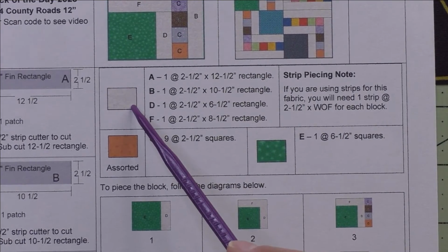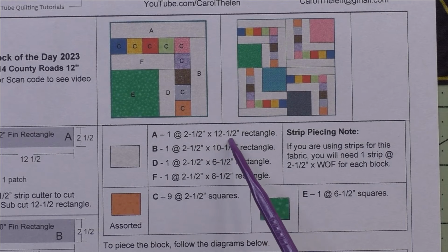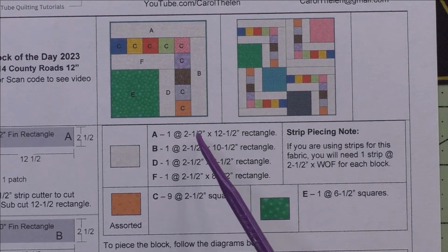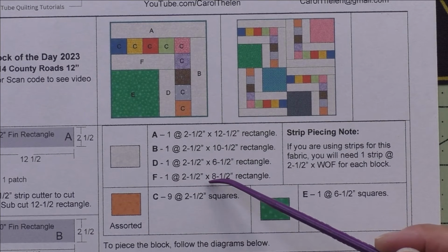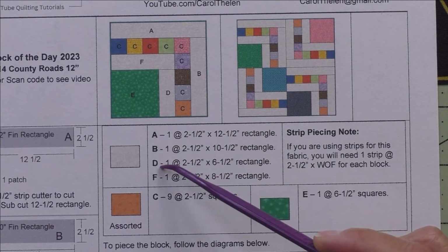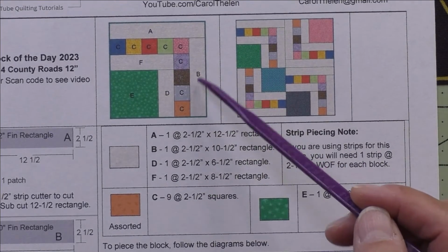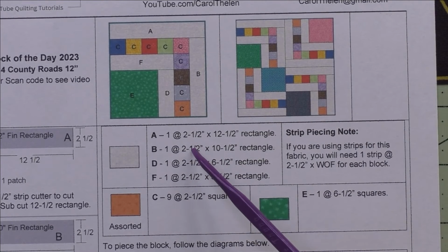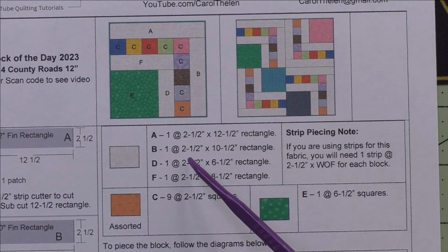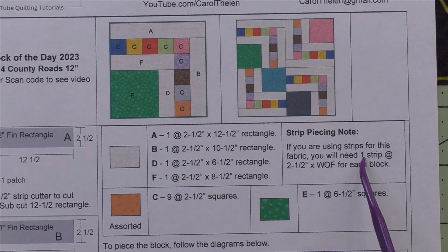If you look at the background fabric, which is this, my little roads here, each one is cut from 2.5 inches. So if you have one strip of 2.5 inches times width of fabric, you can cut all these pieces, A, B, D, and F. And that's all the 4 pieces of these background, these county roads here. So this would be good if you have strips you want to use, either matching or coordinating or low volume strips, whatever. And I wrote that here too if you just want to use strip piecing.